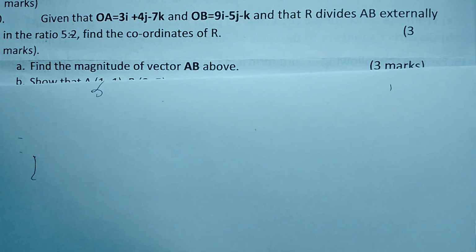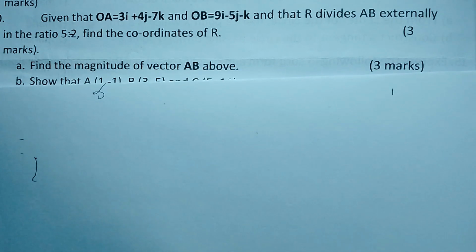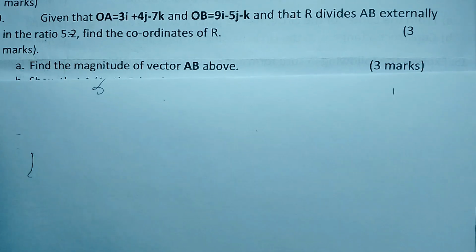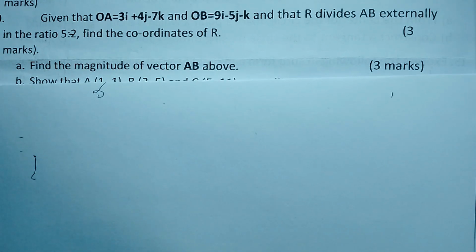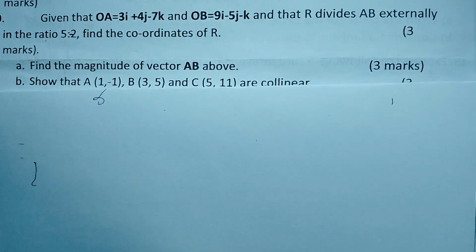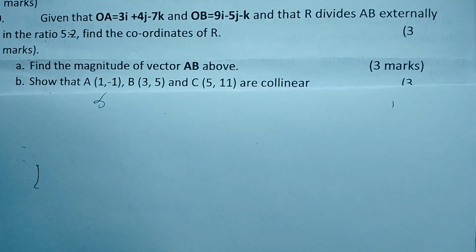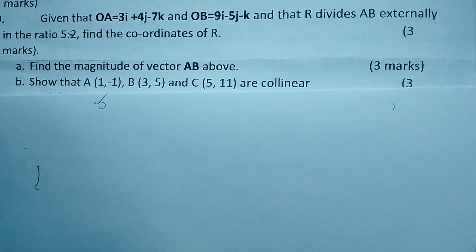In the other question related to this, find the magnitude of vector AB above. And then in the other part, that is on vectors though not related to ratio theorem, you're told to show that points A (1, -1), B (3, 5), and C (5, 11) are collinear.